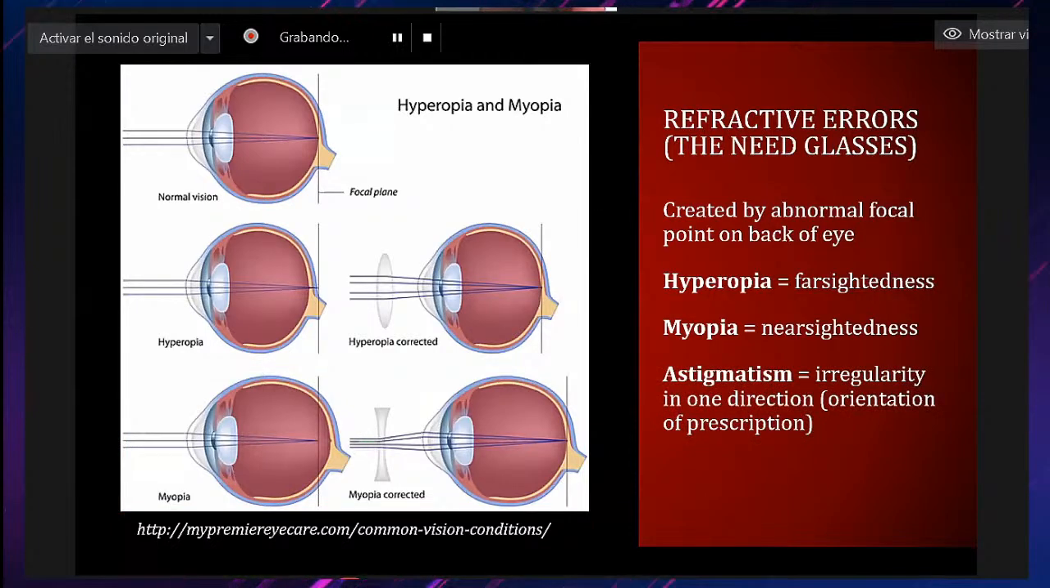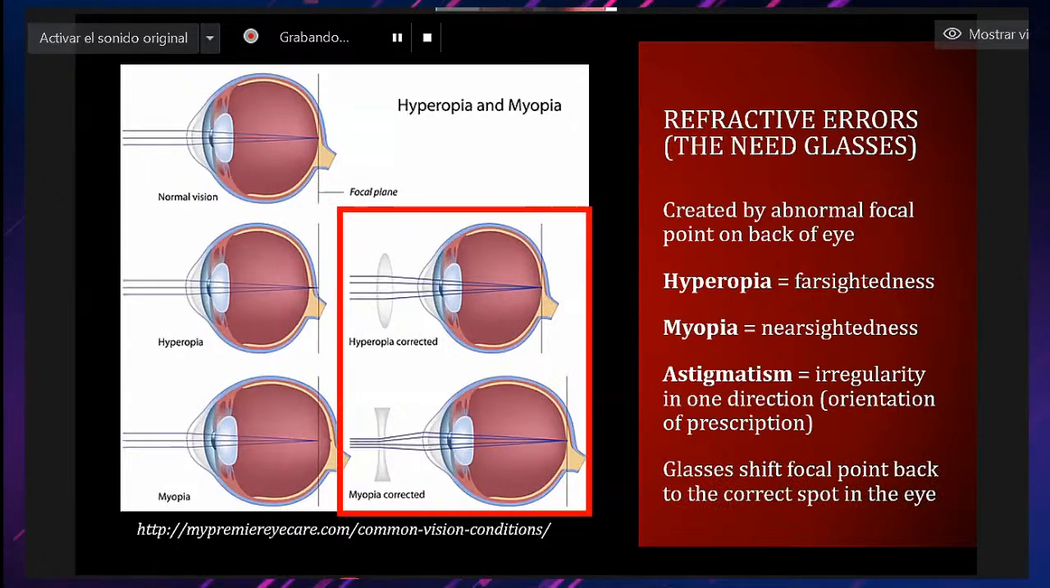Lastly, a third component of prescription is called astigmatism. This means there is a prescription difference in one direction compared to the other. It is sort of an orientation of the prescription in the glasses. When we do wear glasses, what that does is it changes the focus point for the eye so that it brings it into the normal focal plane in the back of the eye, which you can see in the boxed in area here. So the point is that with glasses or contacts, it changes how things are focused in the eye so that they are clear.